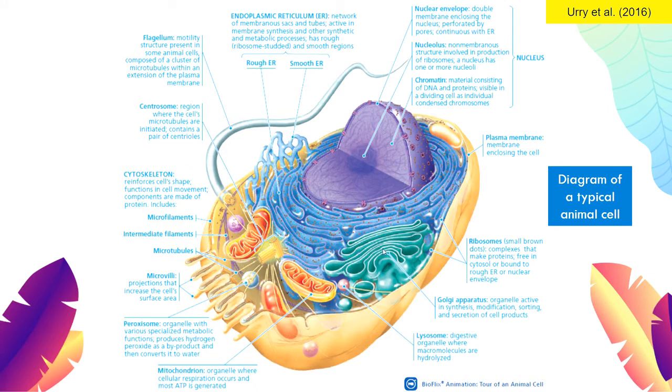Then you can also find the Golgi apparatus. This is an organelle for active synthesis, sorting, and packaging of materials. And then, of course, we cannot forget the mitochondrion. The mitochondrion is the site of cellular respiration, where food is broken down into ATP so that the cells can use it as their form of energy. Other organelles, you have the peroxisome, an organelle for specialized metabolic processes.